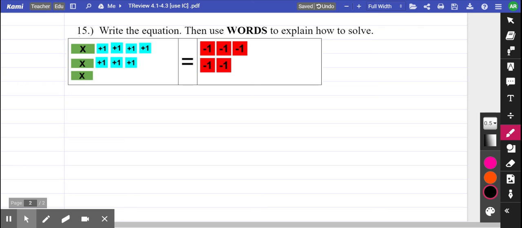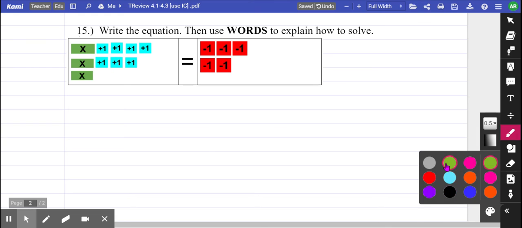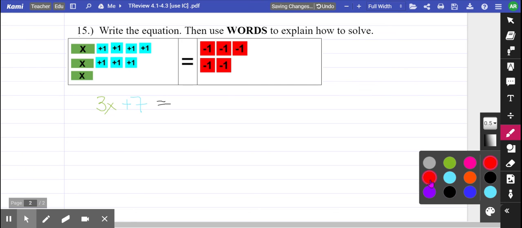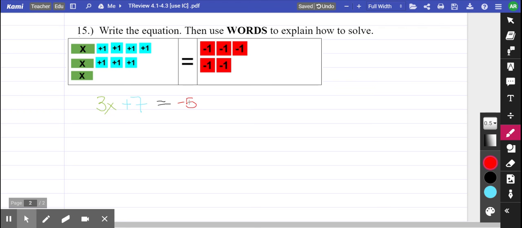Number 15, we're going to write an equation of the algebra tiles and then use words to explain how we solve. So we have 3 x tiles. We have 1, 2, 3, 4, 5, 6, 7 blue tiles. 7 positive blue tiles is equal to 5 negative red tiles. So writing this as an equation, we have 3x plus 7 equals negative 5.